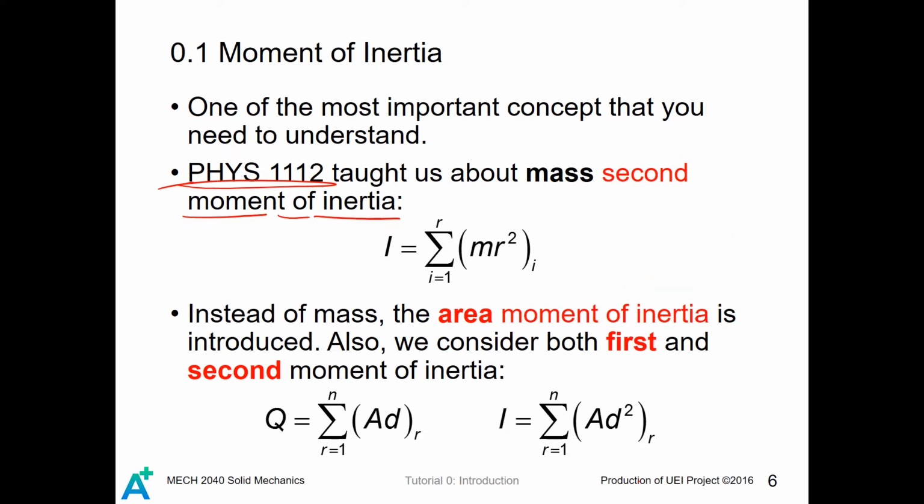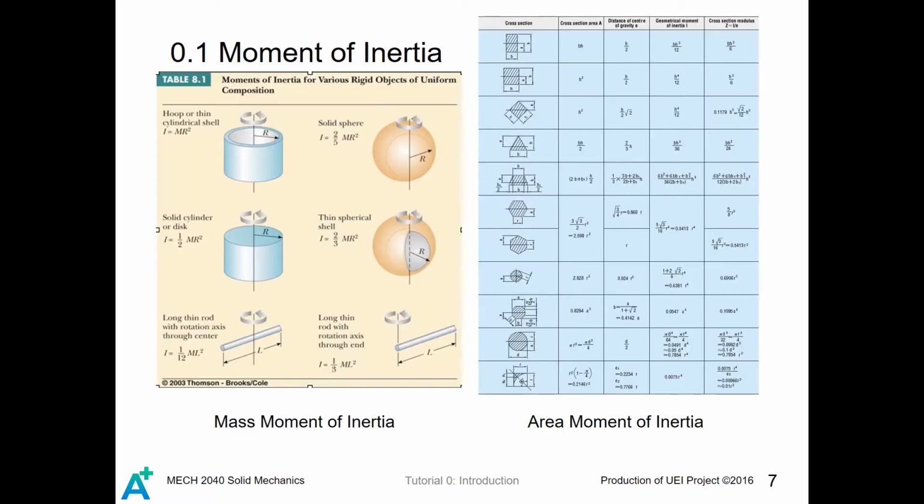So next, let me give you some simple comparison. On the left hand side, you can see a table of mass moment of inertia. For example, this solid cylinder is rotating about an axis. So what will be the moment of inertia about this axis? Then the moment of inertia is given by this formula, I equals 1/2 m r squared. So you can see that it is multiplied by mass instead of area.